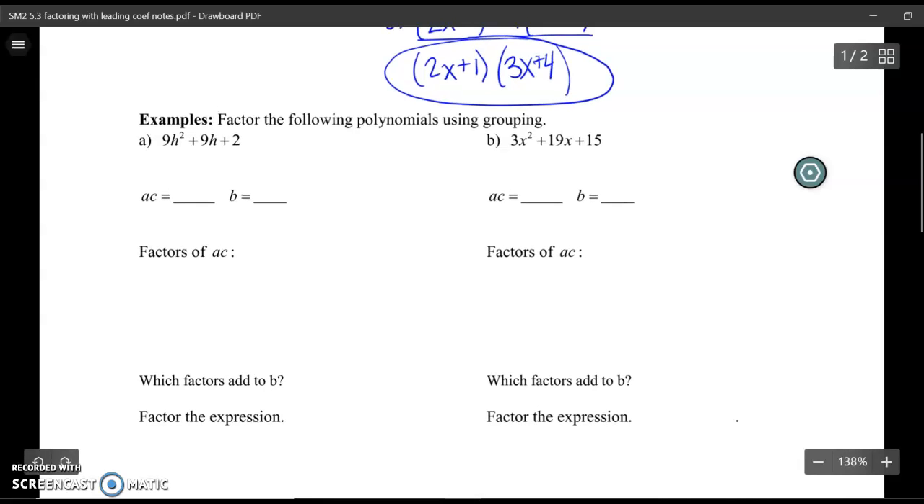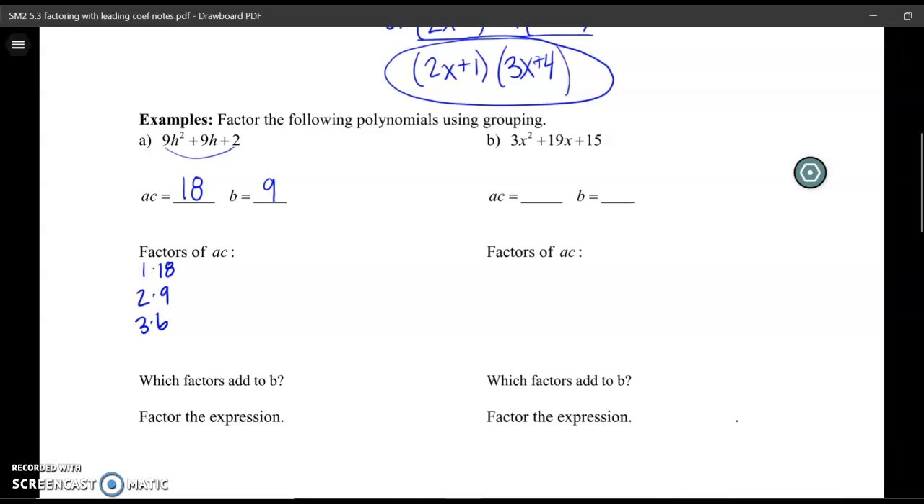So we'll do A. First step is to figure out what's AC, or A times C. So 9 times 2 is 18. My B is 9. Okay, so I'm trying to find all the factors of AC, and then I'll decide which ones add up to 9. So factors of AC could be 1 times 18, 2 times 9, 3 times 6. Those are all of them.